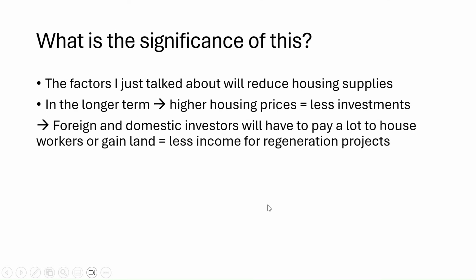And what is the significance of this? It will reduce housing supply in the longer term, which would mean higher housing prices due to less housing in general. This means less investment, and foreign and domestic investors will have to pay a lot more to house workers or gain land. Less investment will mean less income for regeneration projects. And that is it.